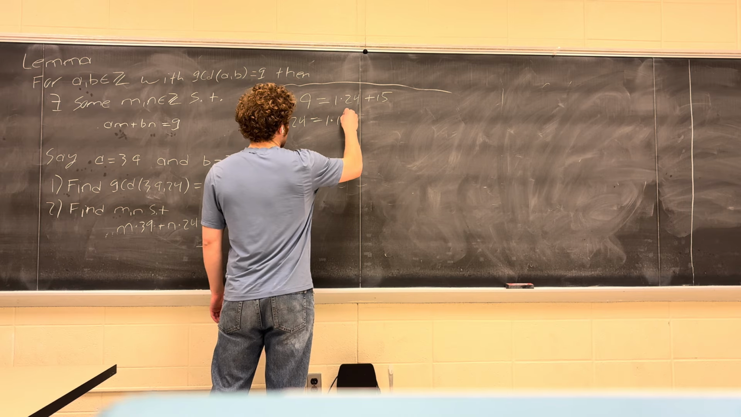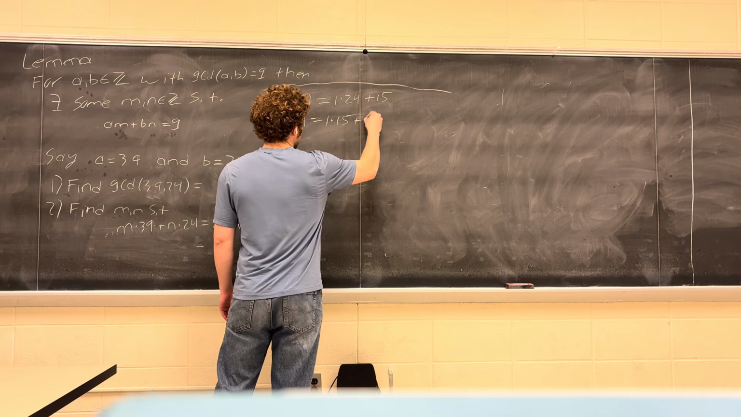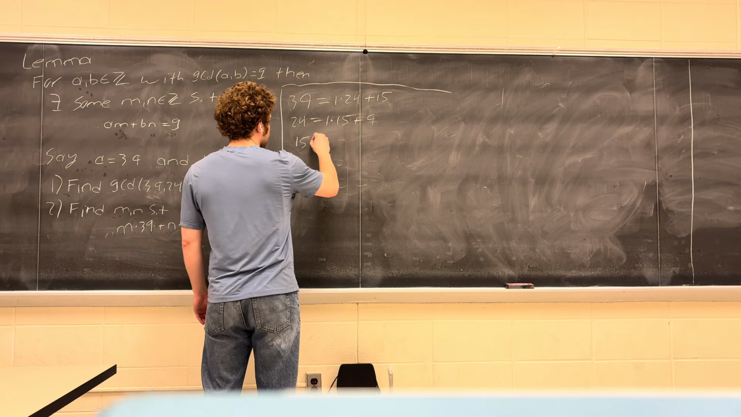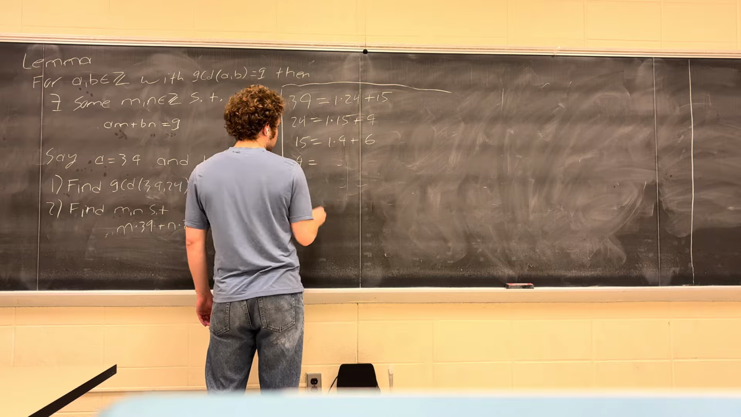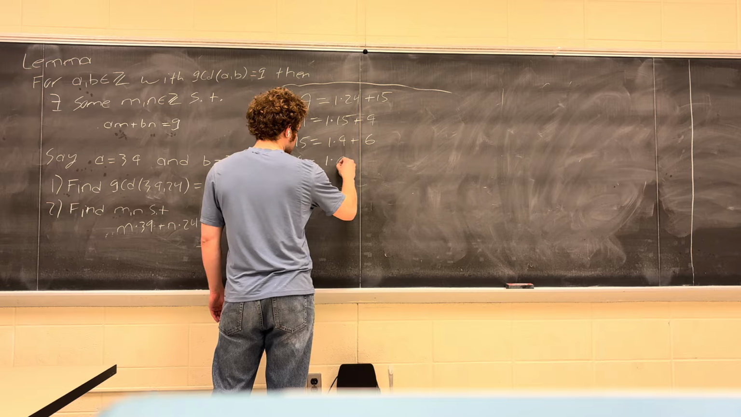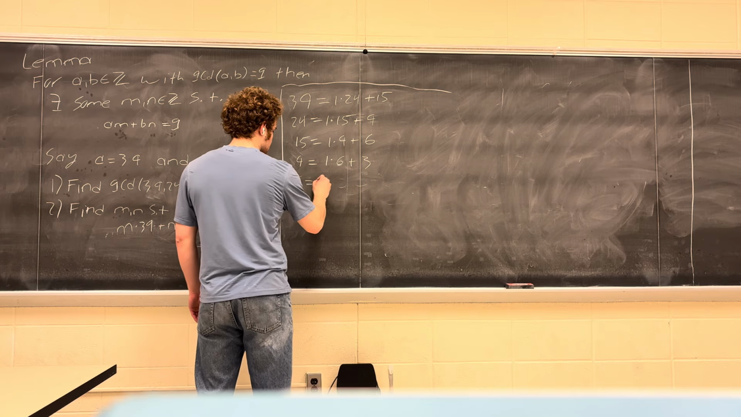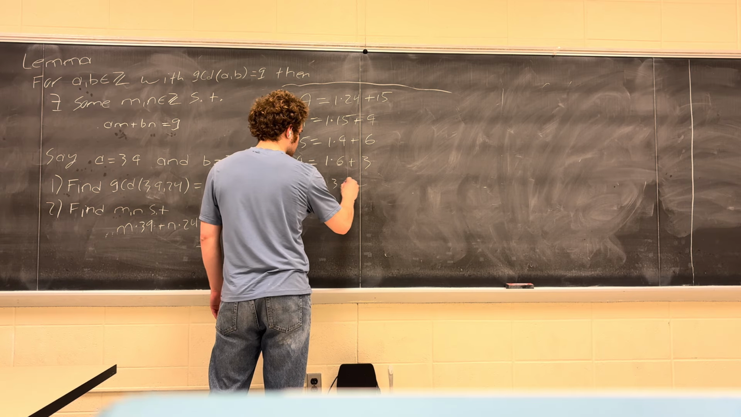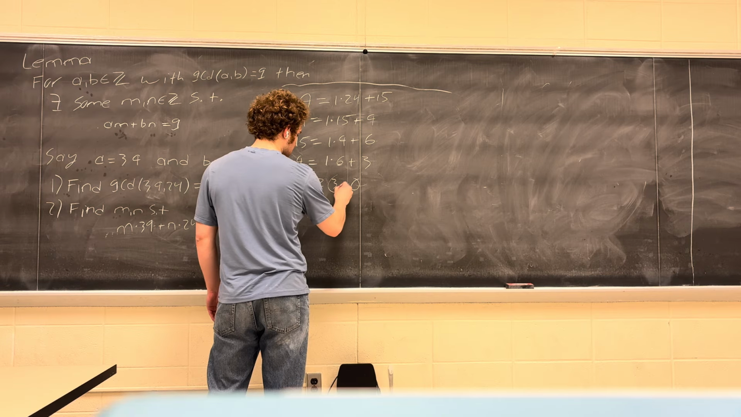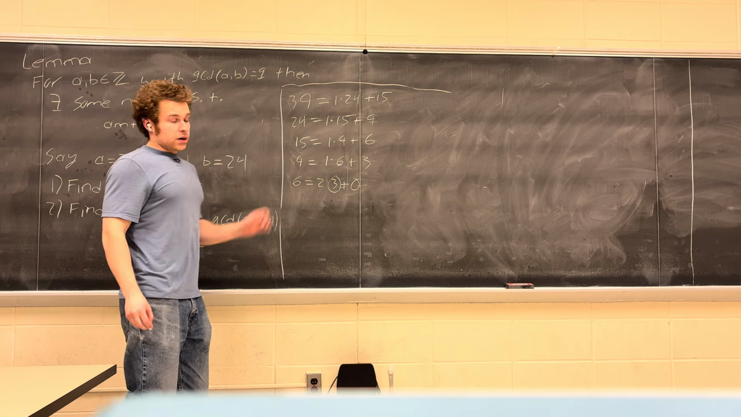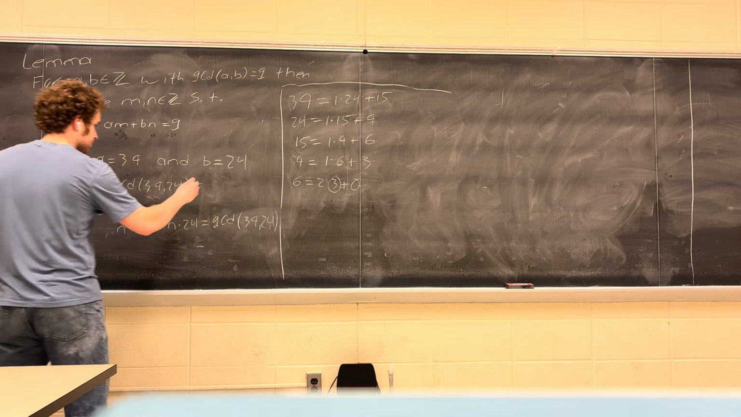24 equals 1 times 15 plus 9. 15 equals 1 times 9 plus 6. And 9 equals 1 times 6 plus 3. Lastly, we have 6 equals 2 times 3 plus 0, and we stop. We know that the greatest common divisor of 39 and 24 is 3.